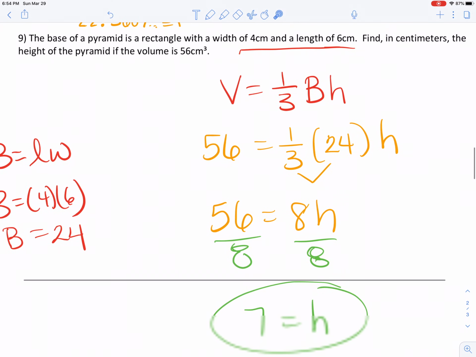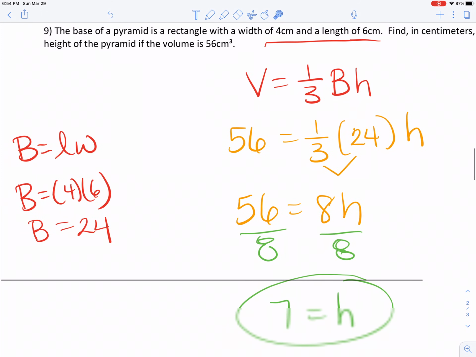Lastly, the pyramid with the rectangular base. Again, using this formula, it's 1/3 big BH. They gave you enough information to get the area of the base. 4 times 6, length times width, is 24. So then I brought down the 1/3. I put 24 in for the base. H comes down. The volume's replaced with 56.